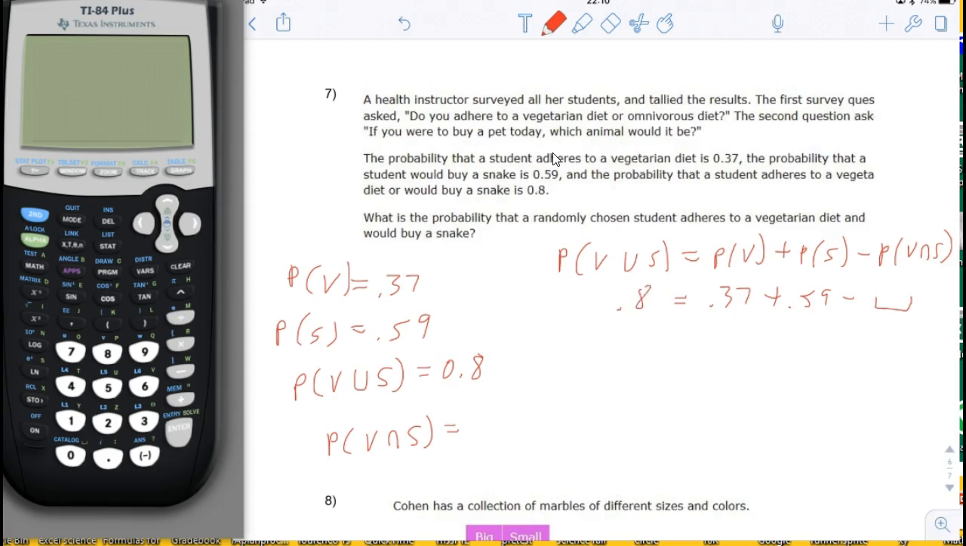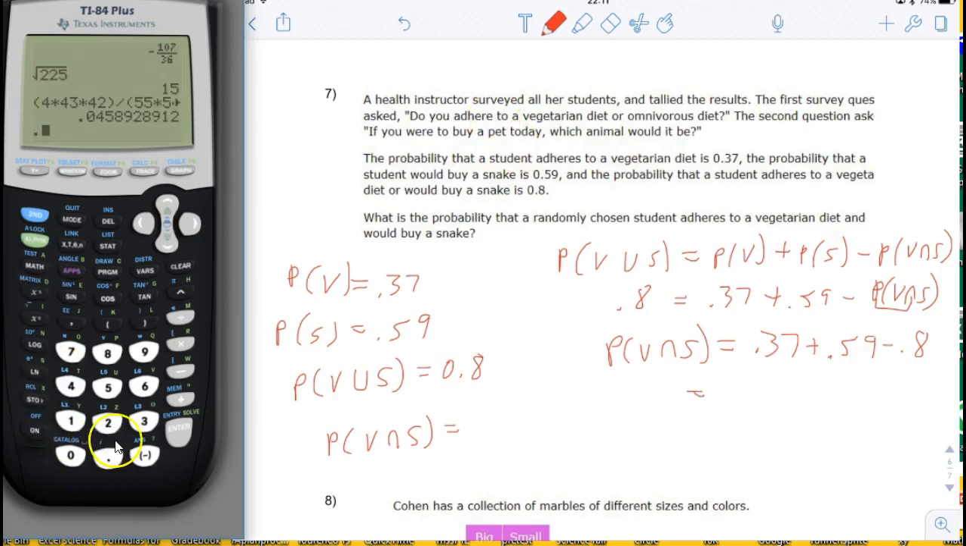Okay, so now let's do some algebra and figure out what P(V intersect S) would be. Move that over here. 0.37 plus 0.59 minus 0.8 is 0.16. So the answer is 0.16.